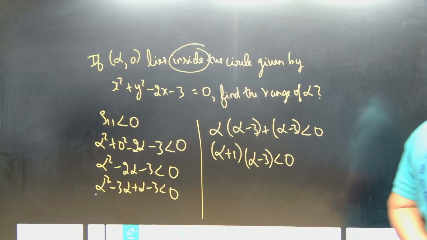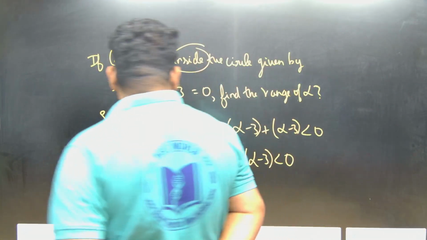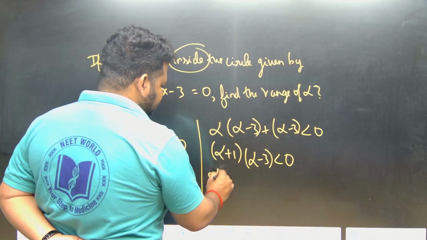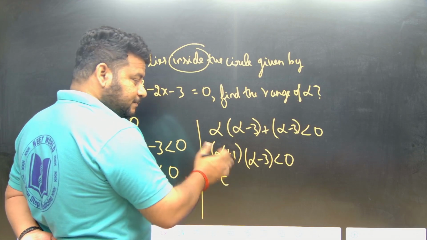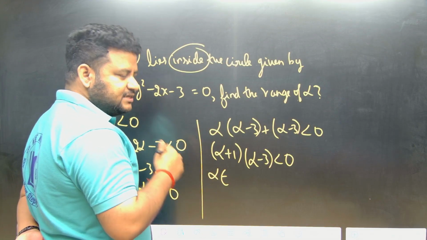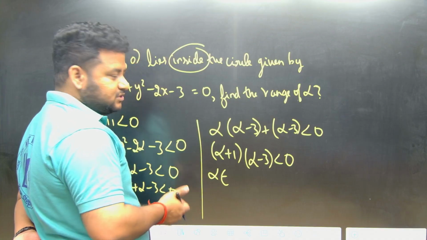So what is the range of alpha? Now you should be in a position to write the range directly, because we have already done functions, wavy curve method, intervals, everything. So it is less than 0. So alpha belongs to what? Those who are not able to understand, please watch the previous sessions where I have done functions completely, sets, intervals, wavy curve method. We have done functions, everything is done.